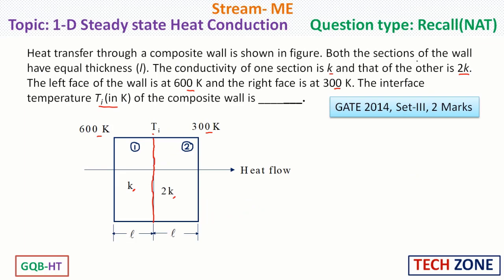As this is a numerical answer type question, we need to fill this blank with the interface temperature as 400 Kelvin. So we need to be very careful with the units, whether it is asked in Kelvin or centigrade. Then you need to substitute accordingly. As in this question, it was asked in Kelvin and both the temperatures given are also in Kelvin, we can easily answer this. So this is the end of the explanation for this question.